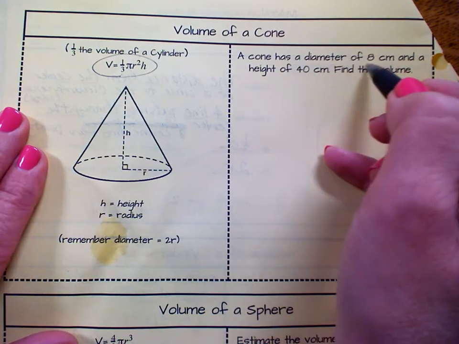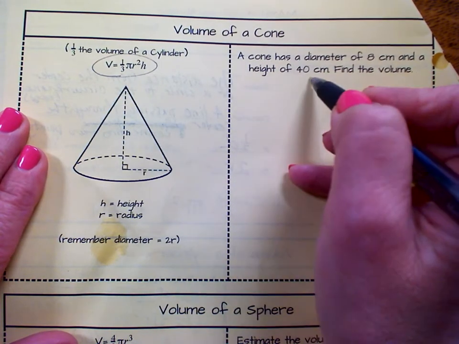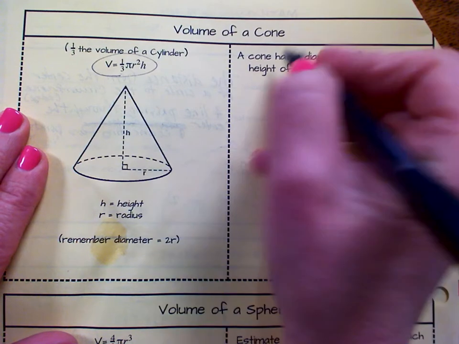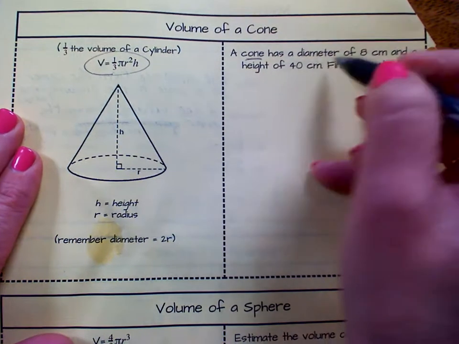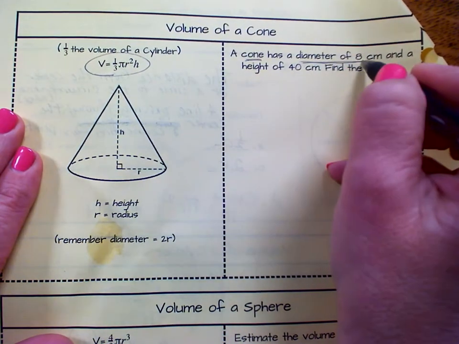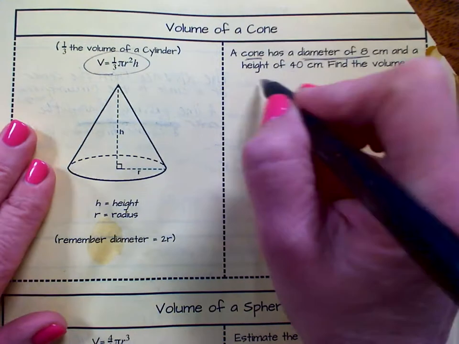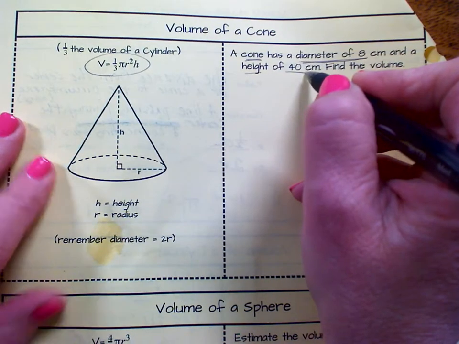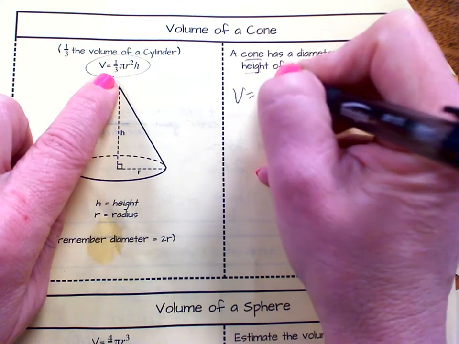A cone has a diameter of 8 centimeters and a height of 40. Find the volume. So first of all, we got to recognize what the shape is, a cone. The diameter of 8. So you got to be careful. And the height of 40. So we're going to write our formula again.